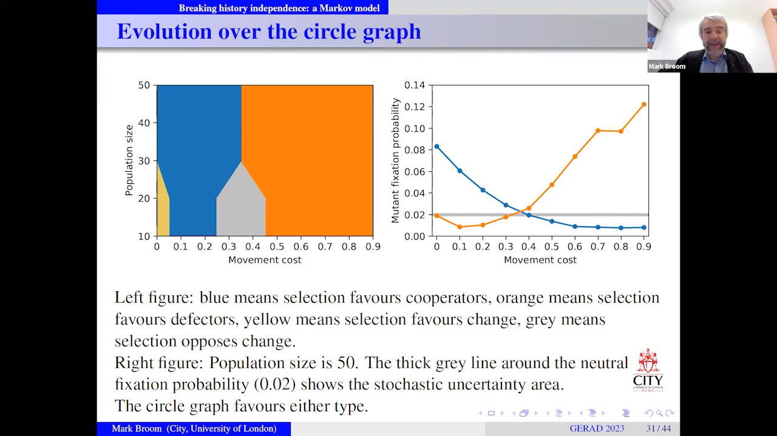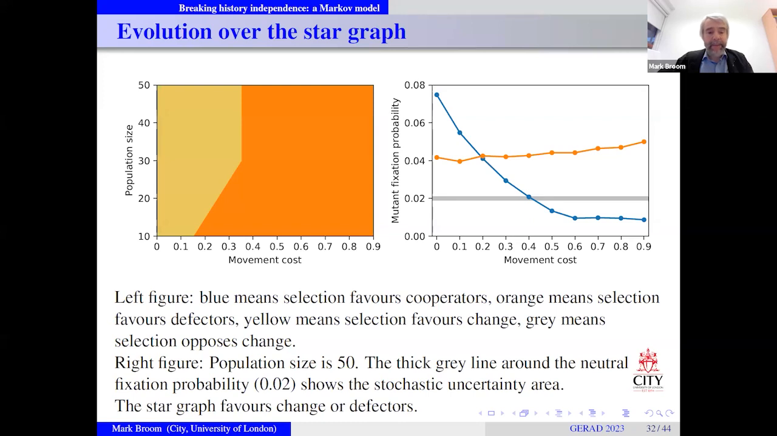Our third one is the star, and here we have this yellow region which favors change, and here this orange region which favors defection. So defectors do very well on the star. Basically, it's very easy for them to reach cooperators, because everyone has to move through the middle. And so if cooperators can find cooperators, often it'll be in the middle, and then defectors can hit them easily as well.